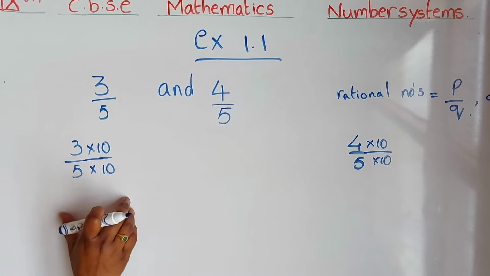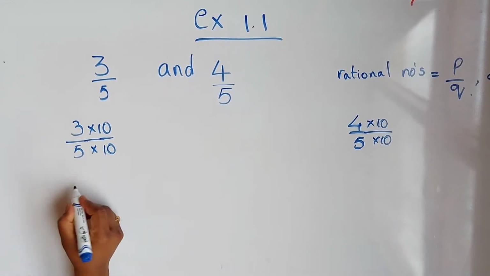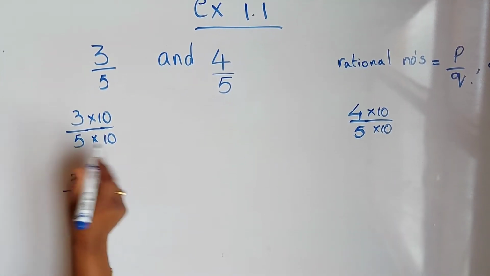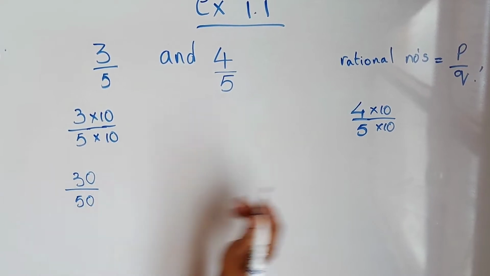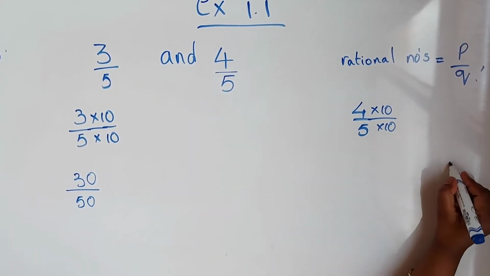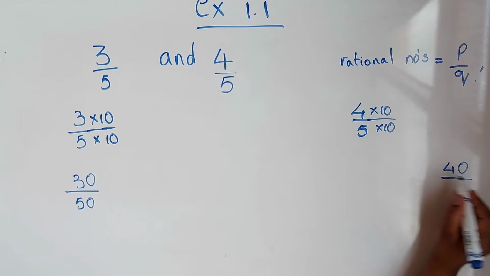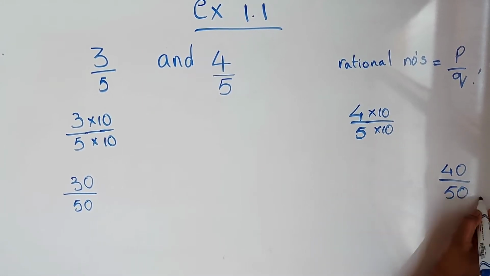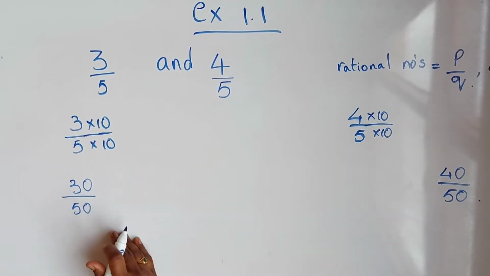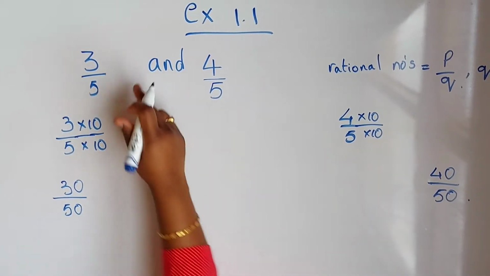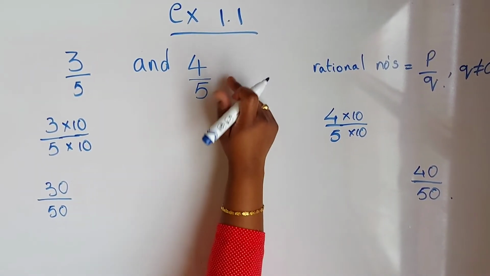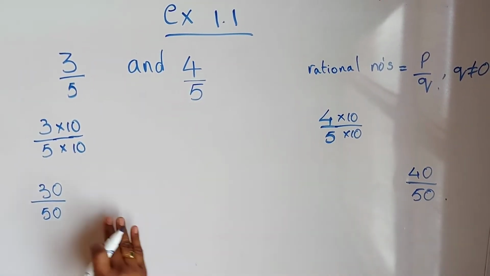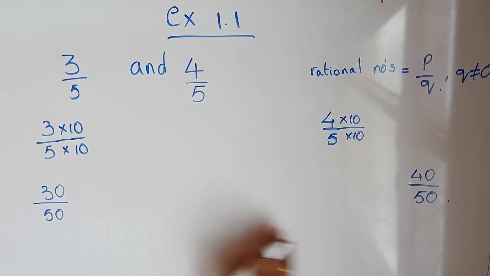So first we will check this product. 3 into 10, 30, divided by 5 into 10, 50. Now here we will see 4 into 10, 40, divided by 5 into 10, 50, children. So 30 by 50 and 40 by 50. Now 3 by 5 became 30 by 50, and 4 by 5 became 40 by 50.